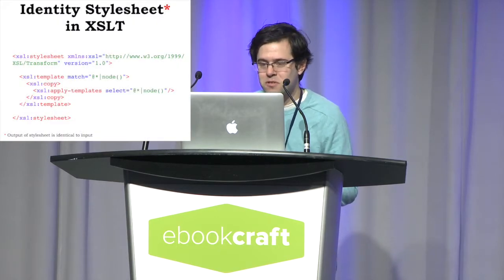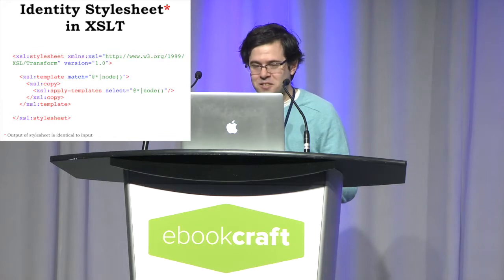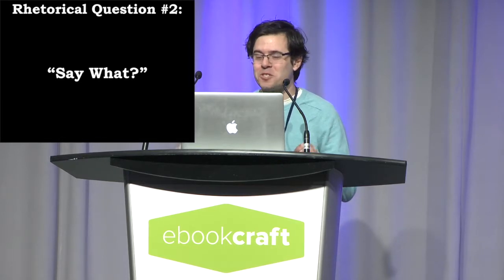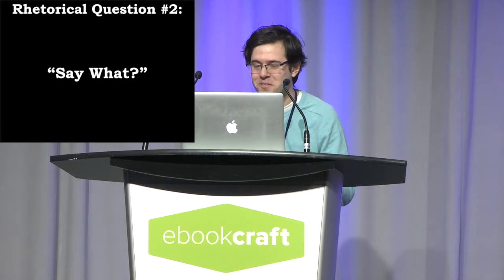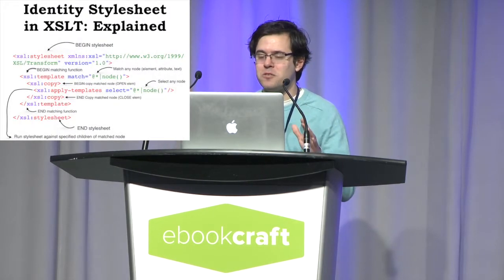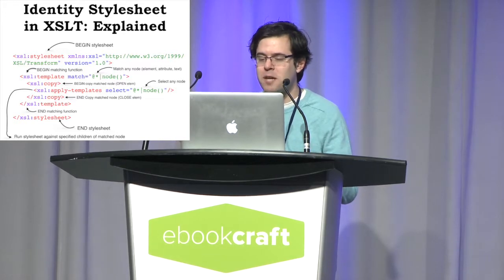What does the identity function look like in XSLT? Looks like this. Say what? Yeah, that was my first reaction when I first started looking at it. I'm like, what is all that stuff? So I've annotated this a little bit, and I'm not going to dive too deep in this particular slide because I think the best way to understand it is to learn by doing.